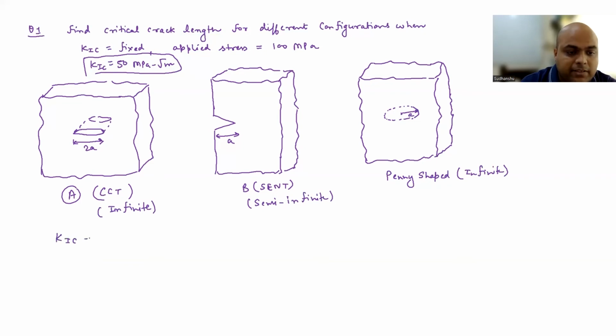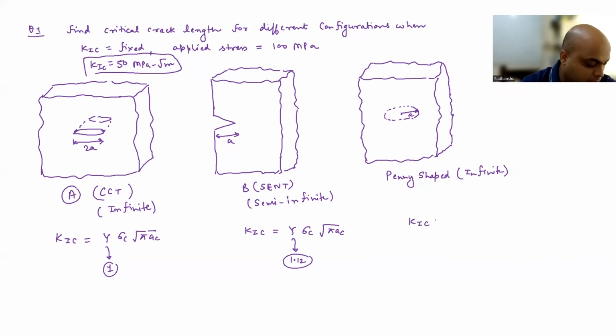So here K1C is Y sigma C root pi AC. So Y for CCT, it is infinite, so Y will be 1. For SENT again K1C we can write Y sigma root pi A. So this is a general equation. And Y for semi-infinite SENT is 1.12. Okay. And for penny shape, let me write down. It will be 2 by pi sigma C root pi AC. Okay. So we know what is the value of K1C.